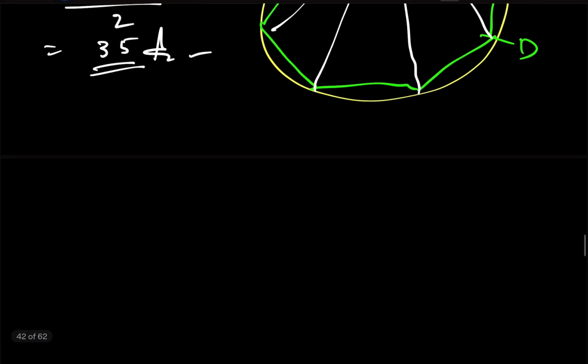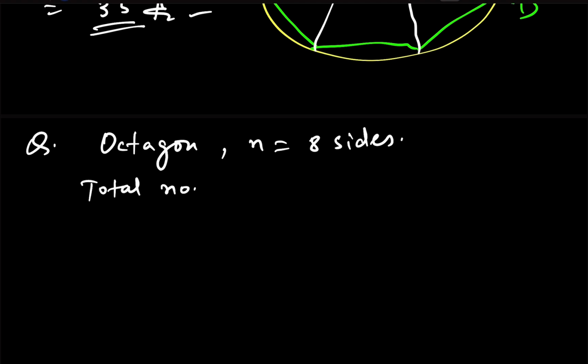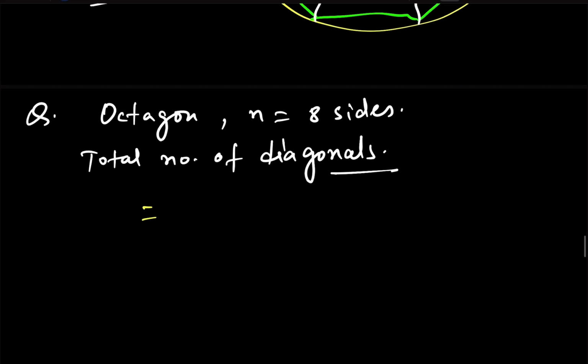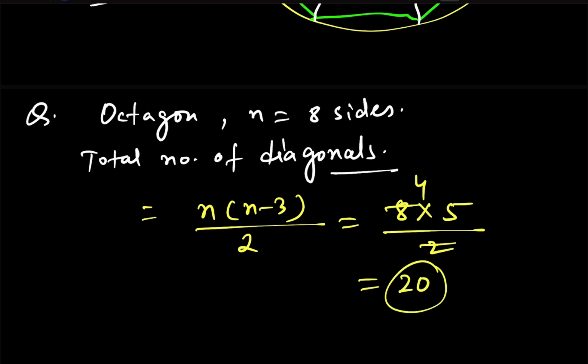You can take one more simple, direct example. Suppose there is an octagon with 8 sides. Tell me the total number of diagonals. Just to give you better confidence, you can solve it. What you will do is n into (n minus 3) by 2. So 8 into (8 minus 3), that is 5, by 2. So you will get 4 into 5, that is 20 diagonals.